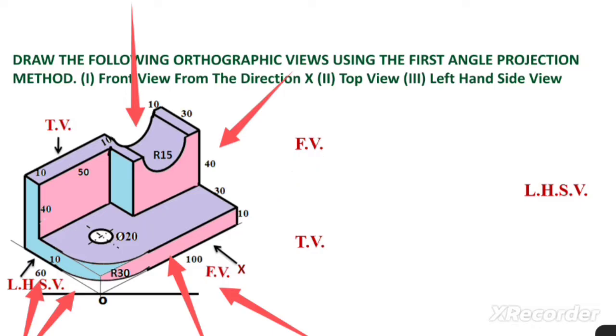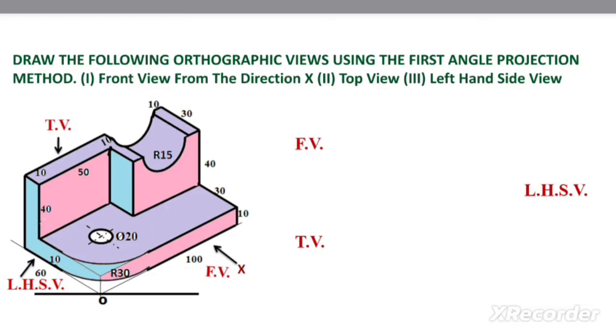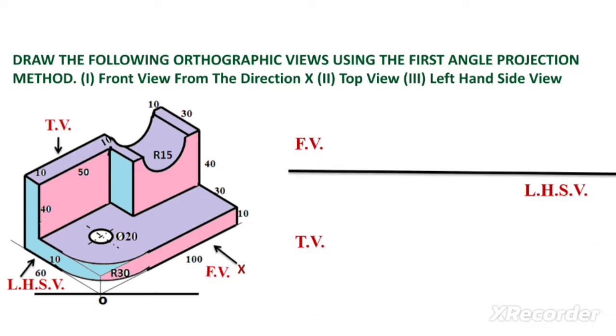Now we are going to draw the XY line. Now we can draw a 100 mm long line. As you can see here, this distance is 100 mm, the length of the object in front view. This much height is 10 mm, the height of the base. We can draw this line having length 10 mm.